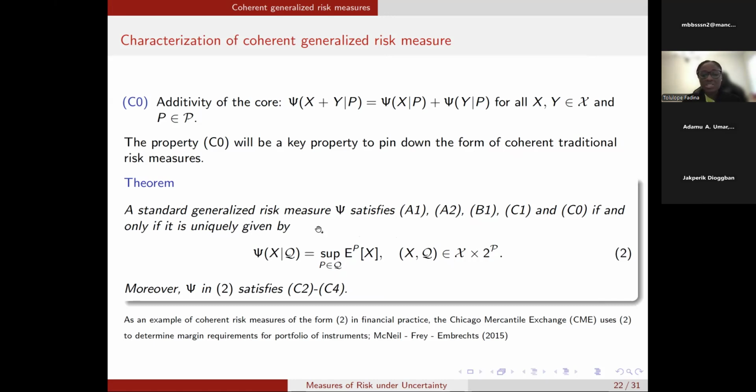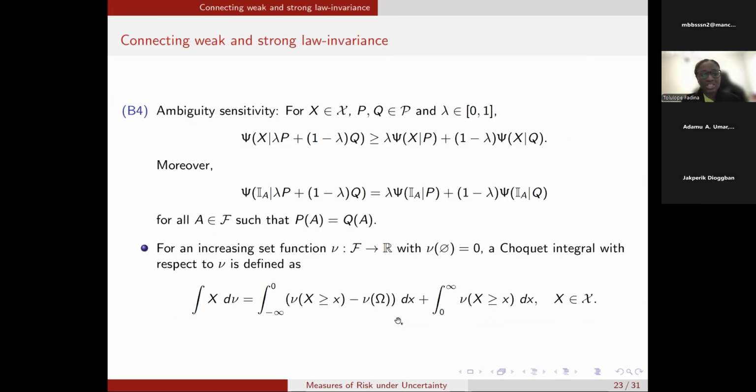And it's not surprising, because this type of risk measure, I'm talking about the generalized risk measure, is being used even in practice, just that it has not been formulated or characterized in the literature. And that is basically what we did in this particular paper.